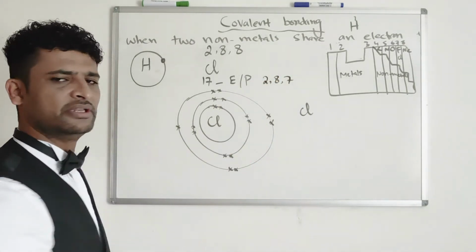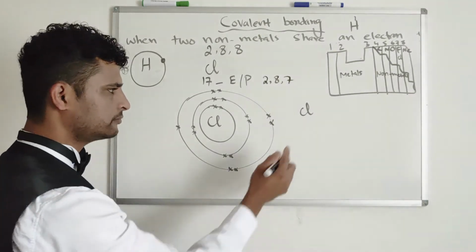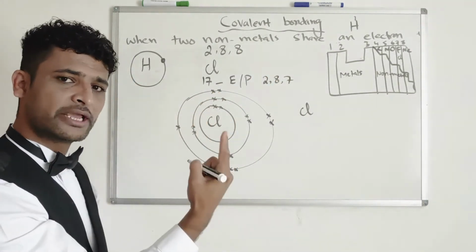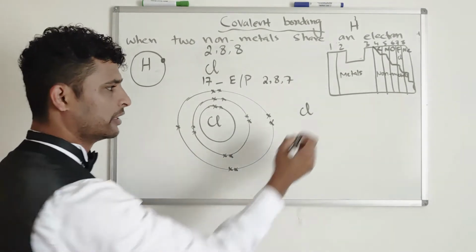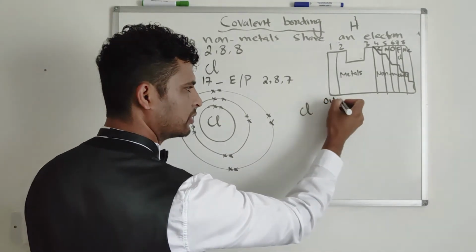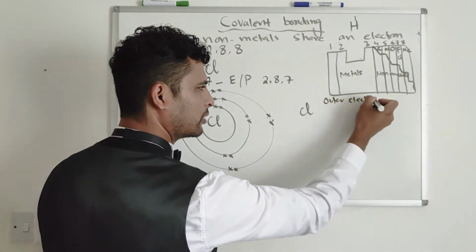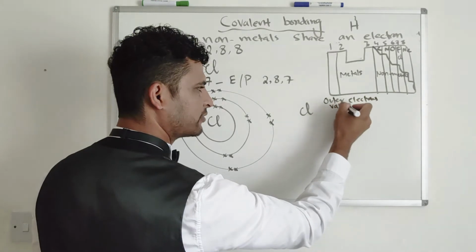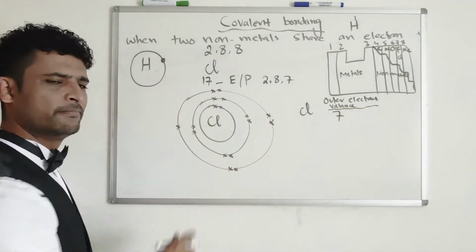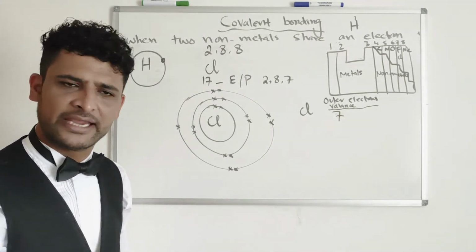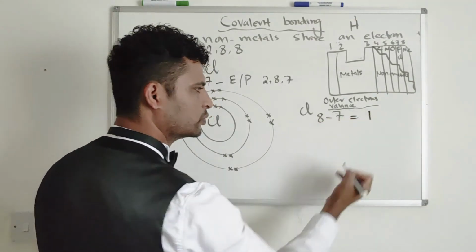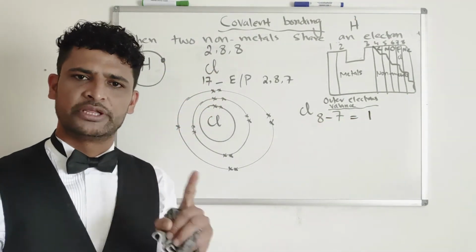That makes it 17 anyway. Now chlorine, which has 1 electron short, requires 1 electron to make it 8. So the total number of electrons in the outer shell, the outer electrons or valence electrons, that's another word you need to learn, is 7. Maximum it can have is 8 electrons. So 8 minus 7 is equal to 1. That means chlorine will make only 1 bond.